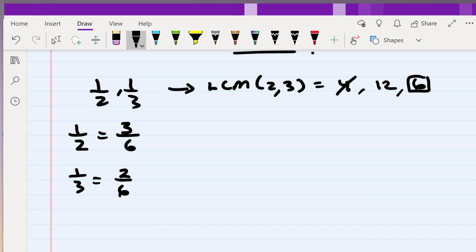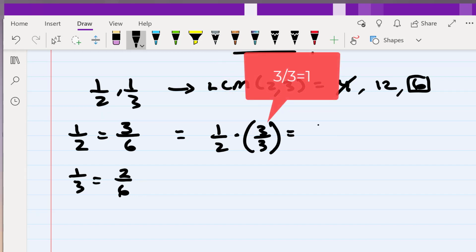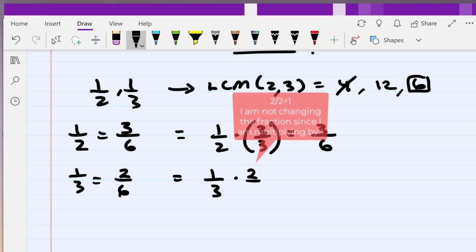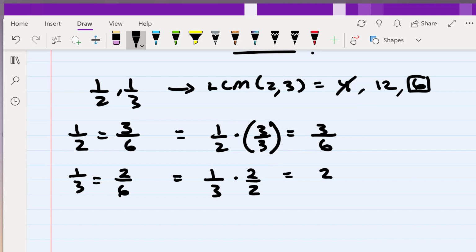Or another way of looking at it is, 1/2 would need to be multiplied by 3 over 3, which is, on the top we have 3 times 1, and on the bottom we have 3 times 2, which is 3 over 6. Similarly, for 1/3, to get something over 6, we would need to multiply that by 2 over 2. On the top we'd have 2 times 1, which is 2, and on the bottom 3 times 2, which is 6. So essentially we've converted 1/2 to 3/6 and 1/3 to 2/6.